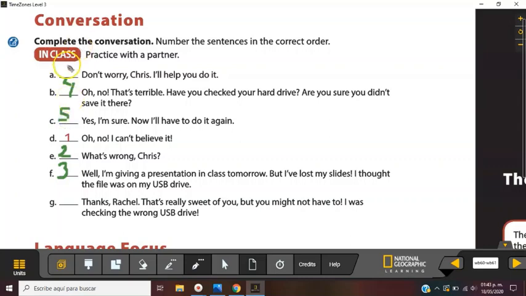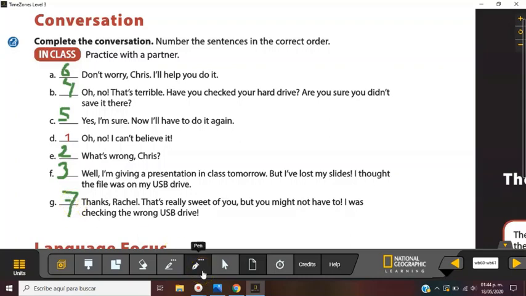Number 6, don't worry, Chris, I'll help you to do it. And number 7, thanks, Rachel, that's really sweet of you, but you might not have to. I was checking the wrong USB drive. So silly, but that usually happens, especially to your teacher.